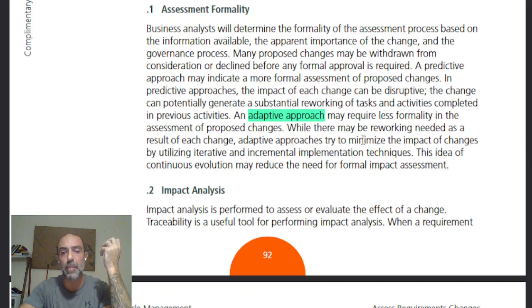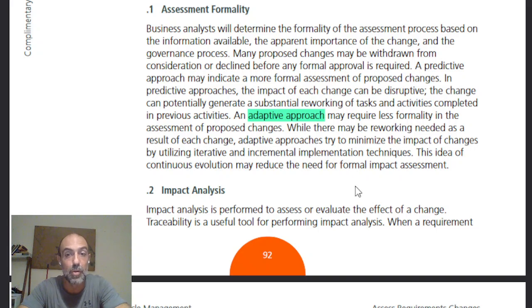Because now it may require less formality simply because an adaptive approach is always assessing proposed changes. As we move forward, we assess whether this change is substantial or significant or not. So it doesn't really take us off what we're doing, but it puts it within the scope of our eyesight. So we could always go back and look at that change if it's relevant to what we're doing. We don't necessarily have to reject it, and we don't have to leave everything in order to do it.